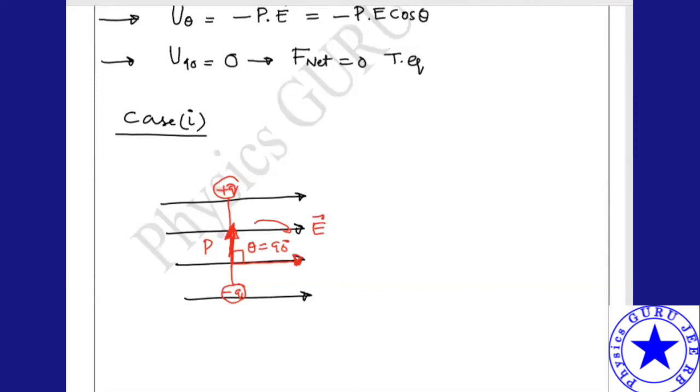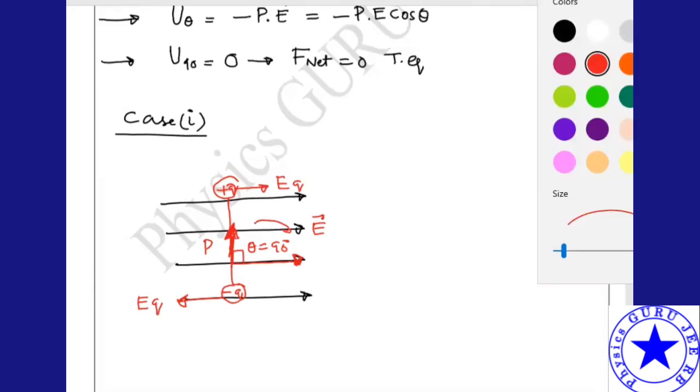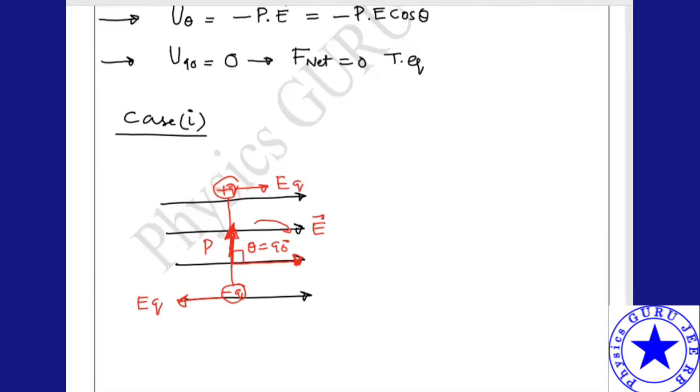Net force obviously is 0. Here is the direction of force, and here is the direction of force. Net force here is EQ, and here also EQ, both acting in the opposite direction. So first conclusion, net force. Now you have to tell me, all of you, what should I write? Net force is equal to 0. This is case 1, when theta is equal to 90 degrees. Three cases we'll discuss: when theta is equal to 90, theta is equal to 0, and theta is equal to 180.